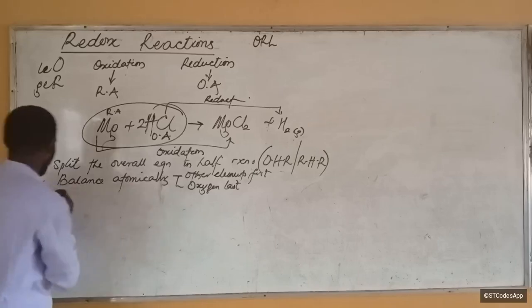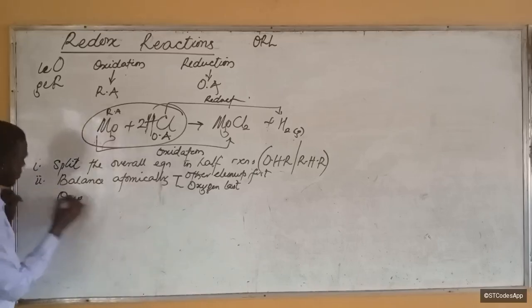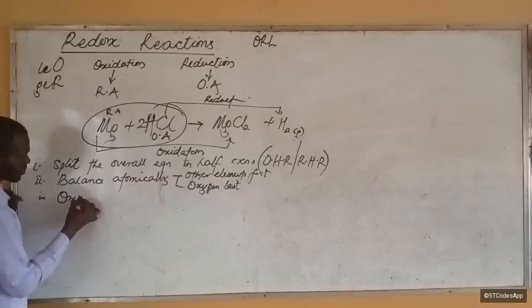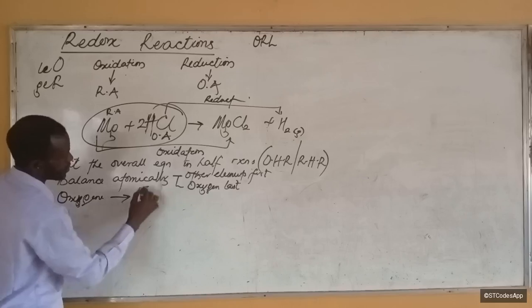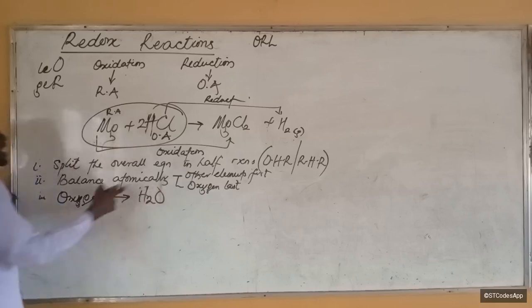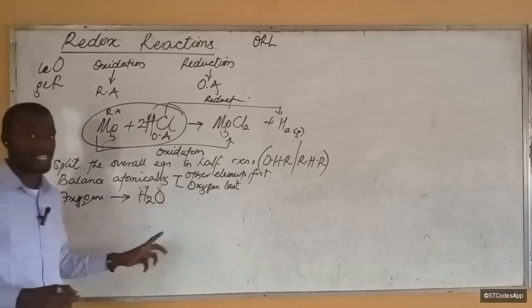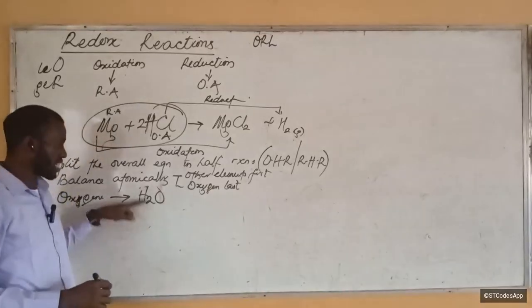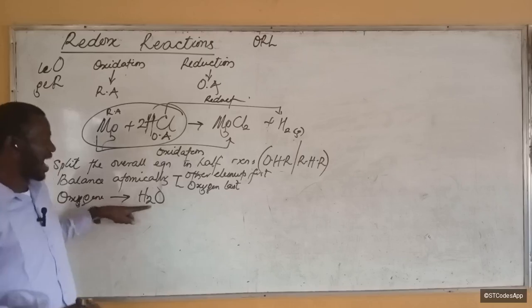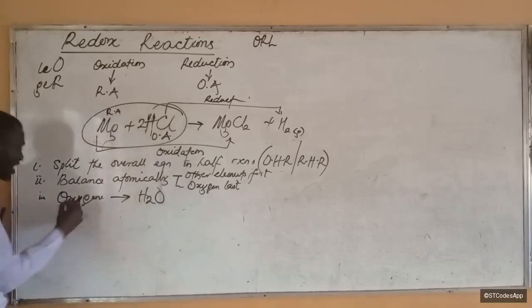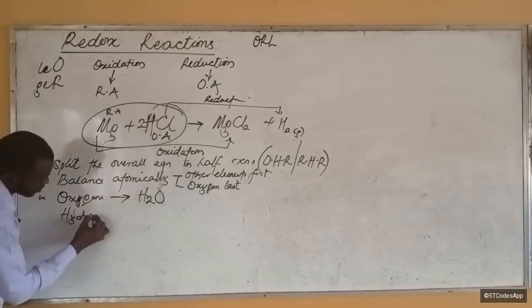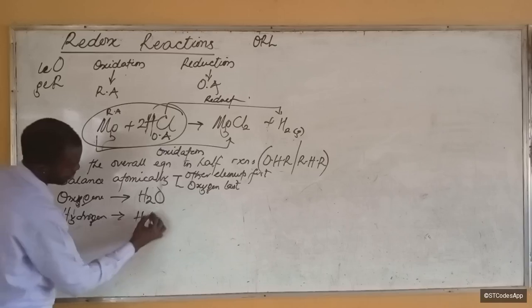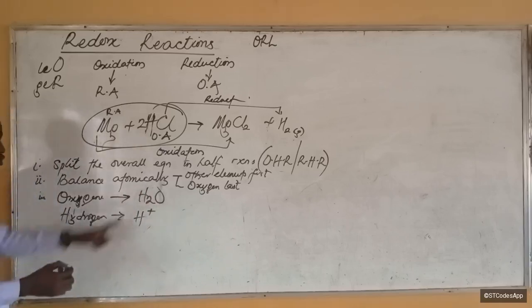Now, how should you balance oxygen? Balance oxygen using water. Is that okay? By balancing oxygen with water, you will find out that you would have introduced hydrogen. So you will now balance hydrogen using protons. Exactly. You use protons to balance hydrogen.